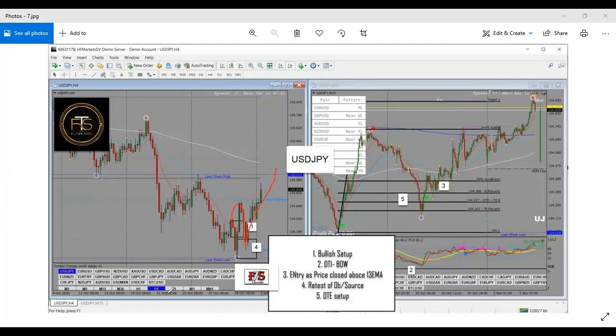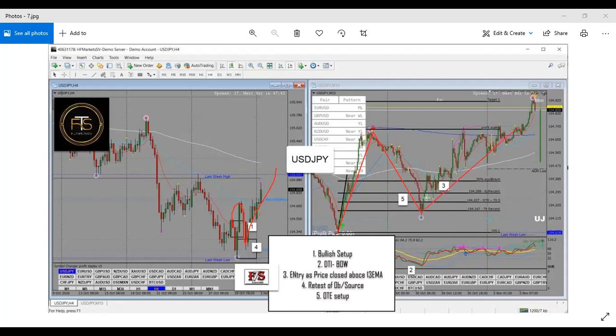Now look at M15. Number one, price is at the OTE zone. Since it's a bullish bias, I drew from swing low to swing high, and it gave me the calibration at the retracement. Yes, OTE zone, and that was it.